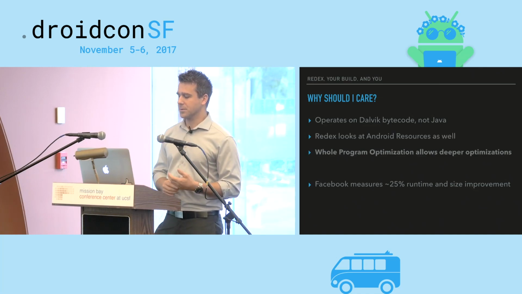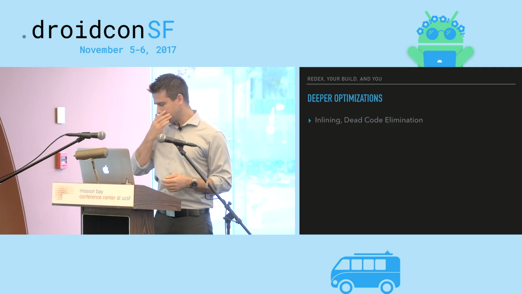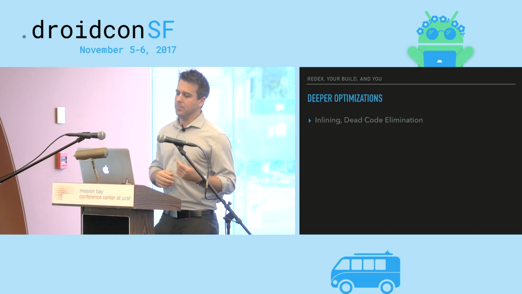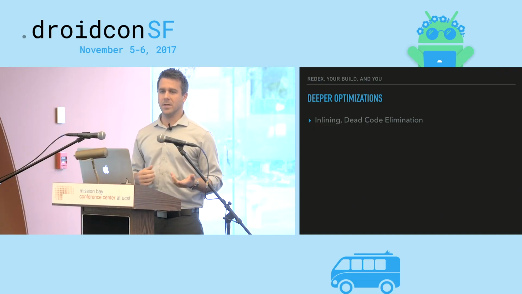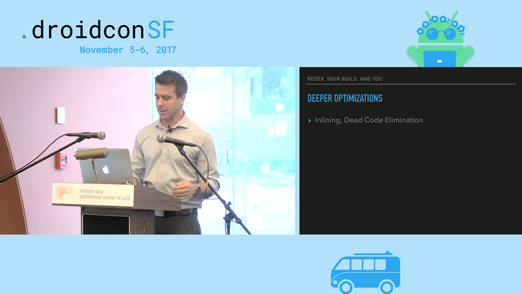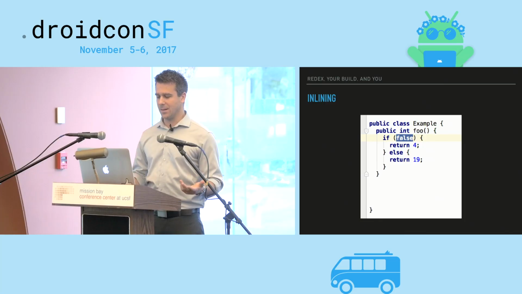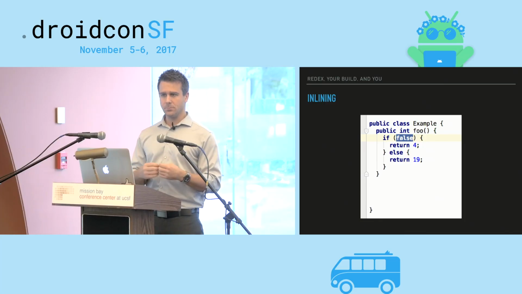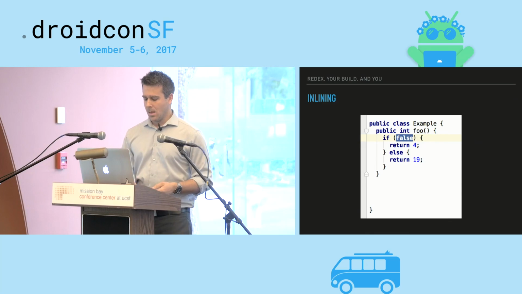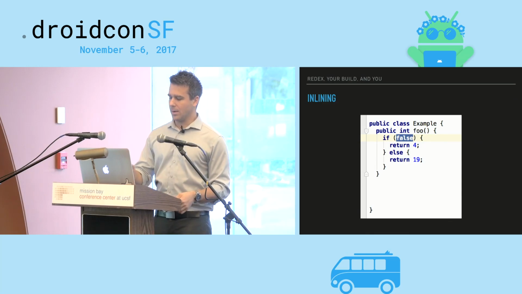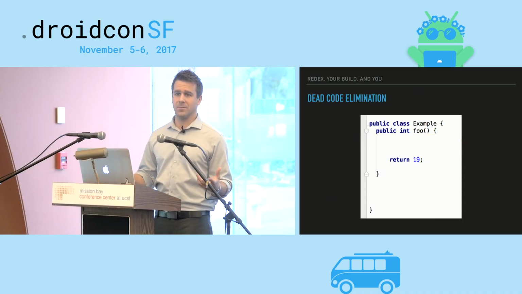Finally, whole program optimization is really where it gets interesting. Pardon me. Okay, so inlining and dead code elimination are fairly straightforward, and people are probably able to figure them out from just their name. Inlining is if I have a public int foo and a public boolean bar, and foo is calling bar and bar is very simple, then I can just inline what bar returns into foo, and boom, eliminate the method. Dead code elimination is similarly, if I can prove that this branch will never get called, then I just don't even have to have the code there anymore. Most optimizers will do this.